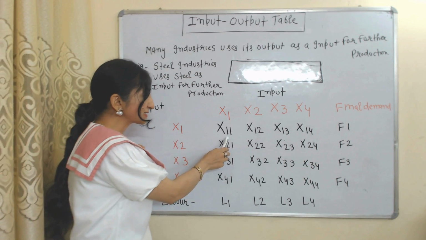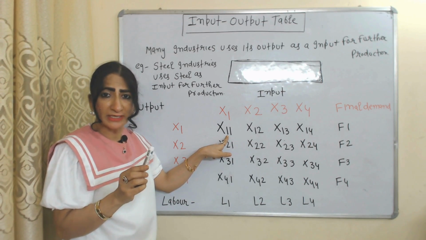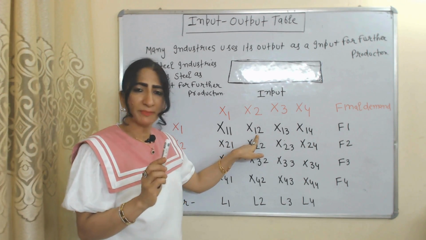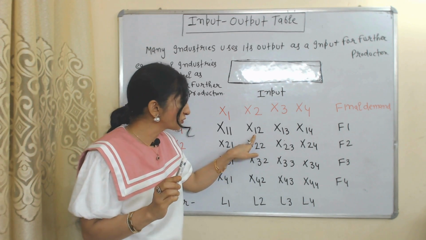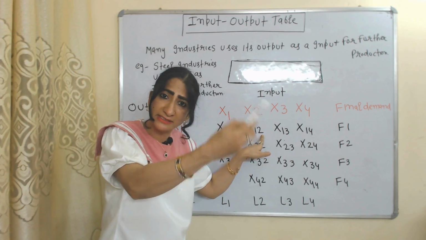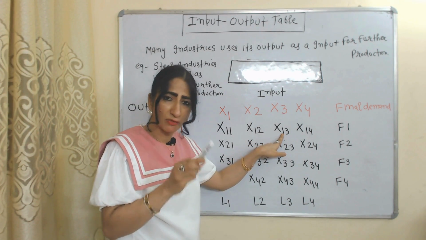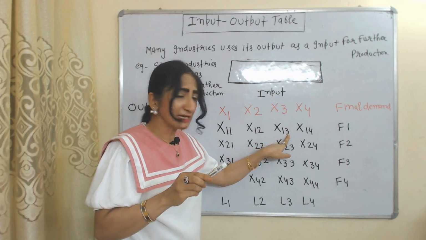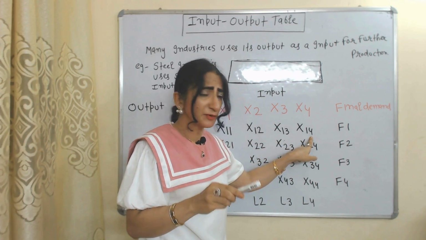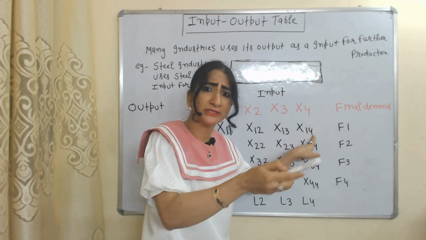So, X11 represents that we are using the output of one industry as an input for the same industry. X12 represents that we are using the output of the first industry as an input for the second industry. Similarly, X13 represents that we are using the output of the first industry as an input for the third industry. Similarly, X14 represents that we are using the output of the first industry as an input for the fourth industry.